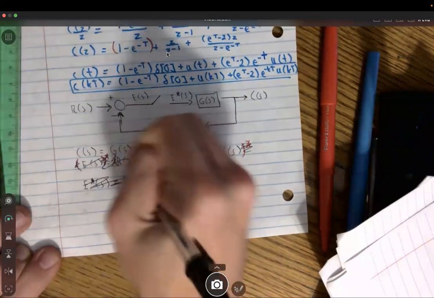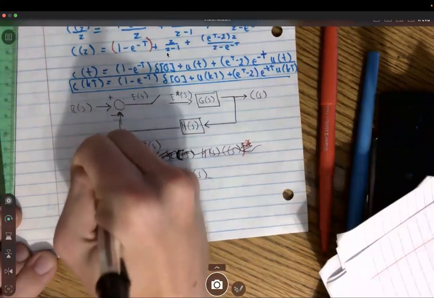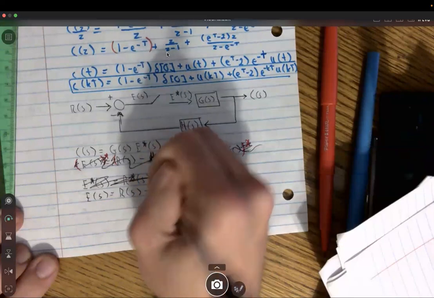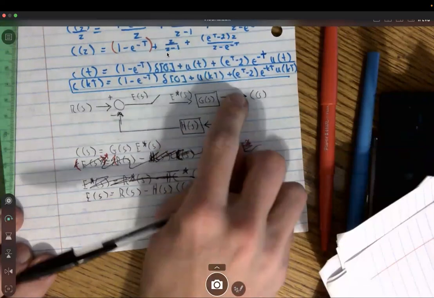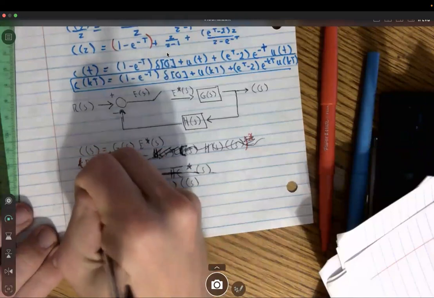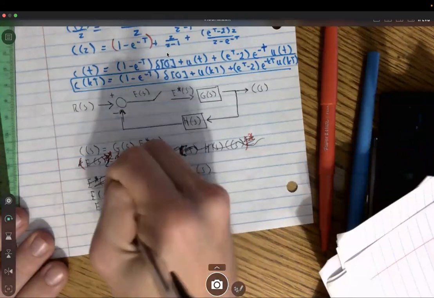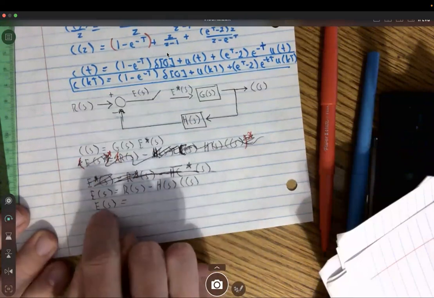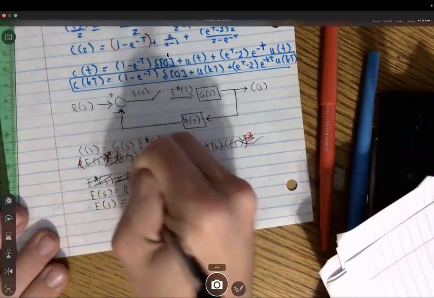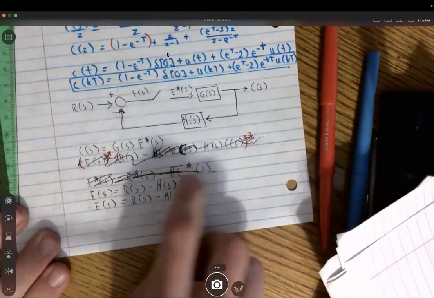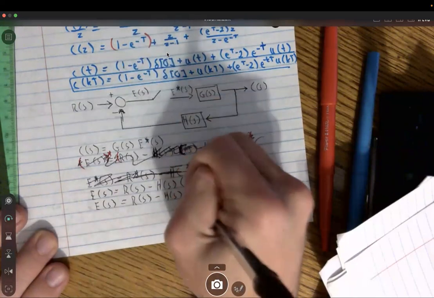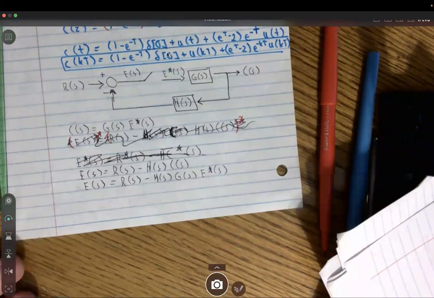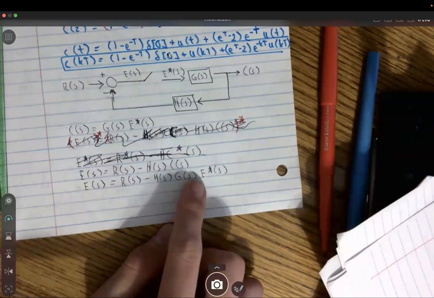Okay, so let me just rewrite that equation right there. That was a bad one. So E of S is equal to R of S minus H of S, C of S. Well, we know C of S is equal to this, right? And if we want to solve for E of S, we get rid of the output, so that it's not in terms of the output on both sides. So we find E of S in terms of R of S minus H of S, and then we know C of S is just G of S times E star of S, correct? And so now what we have to do is solve in terms of E of S.